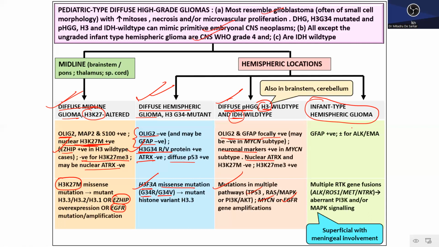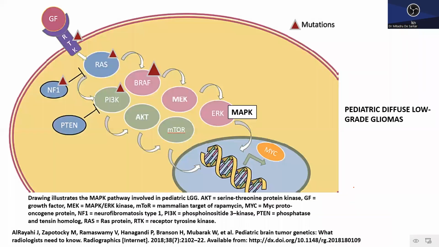And the last category of high-grade glioma in this group is, like I said, infant type hemispheric glioma, which can sometimes show positivity for ALK and EMA. So they might be utilized in the immunohistochemical context. There are multiple receptor tyrosine kinase gene fusions within this particular group of tumors, resulting in aberrant MAP kinase signaling pathway. So what is this MAP kinase signaling pathway?